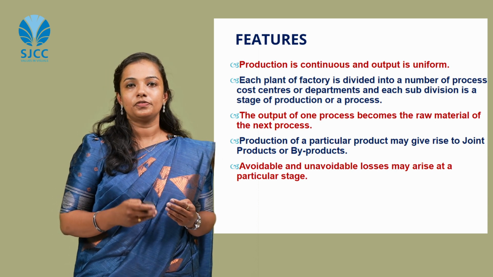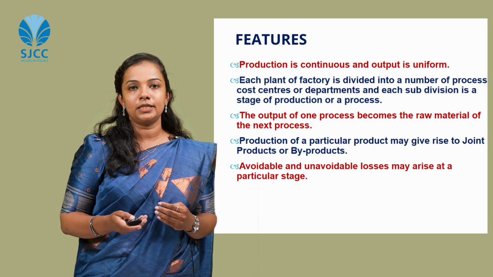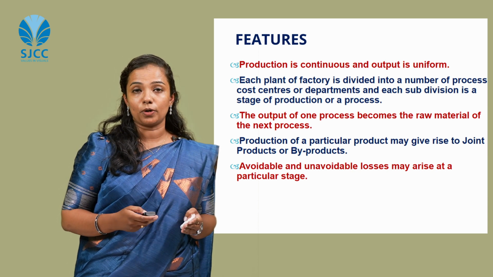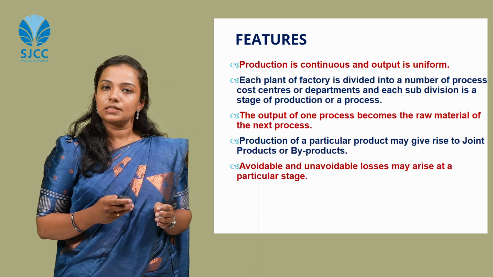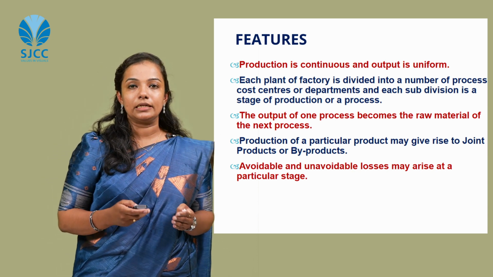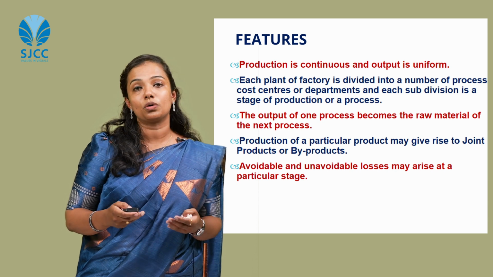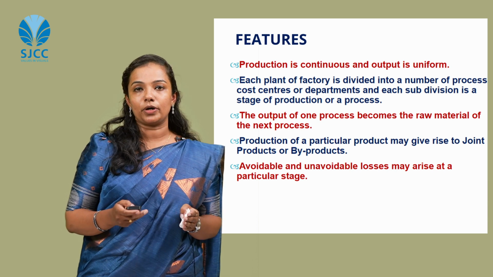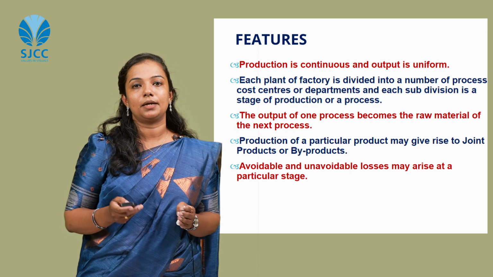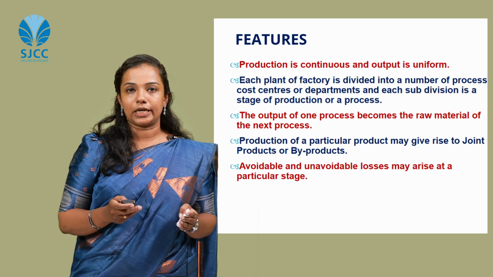The production of a particular product may give rise to joint products or byproducts. In certain industries, the raw materials introduced in a particular production process will give rise to two or more products. In a single production process, joint products and byproducts may be produced simultaneously.